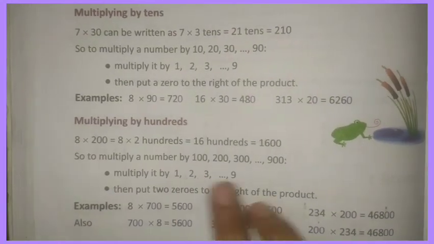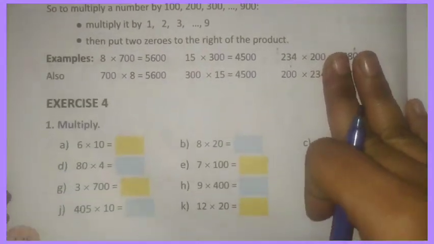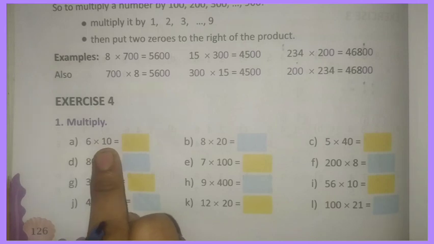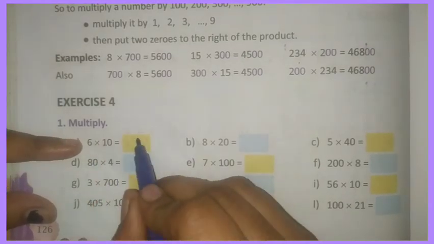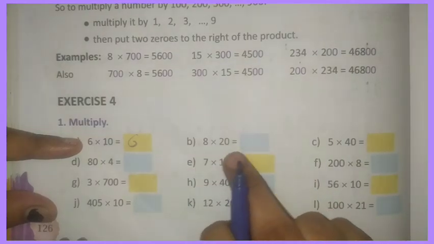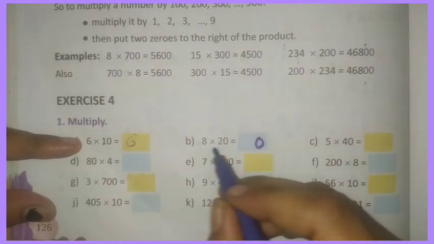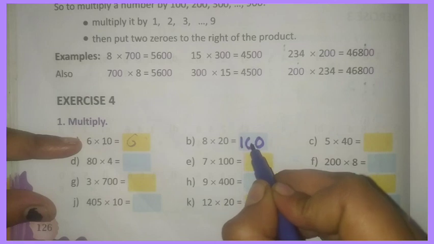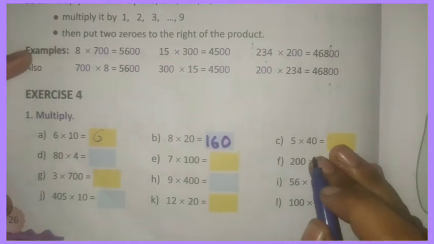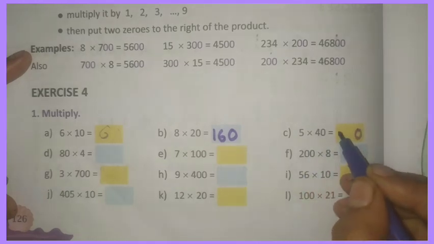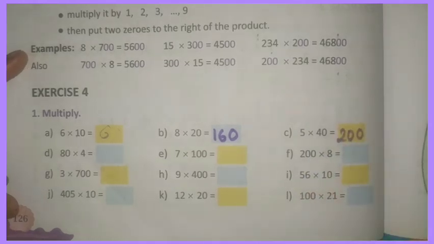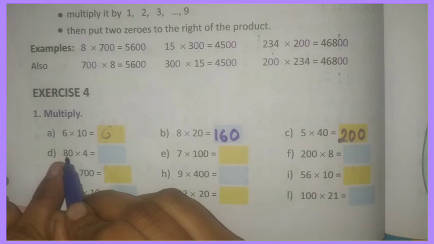Multiplying by hundreds. Look here, exercise 4. 6 into 10. We'll keep 0 here. 6 ones are 6. 8 into 20. We'll keep 0 here. 8 twos are 16. Here 5 into 40. We'll keep here 0. 5 fours are 20. Like that.